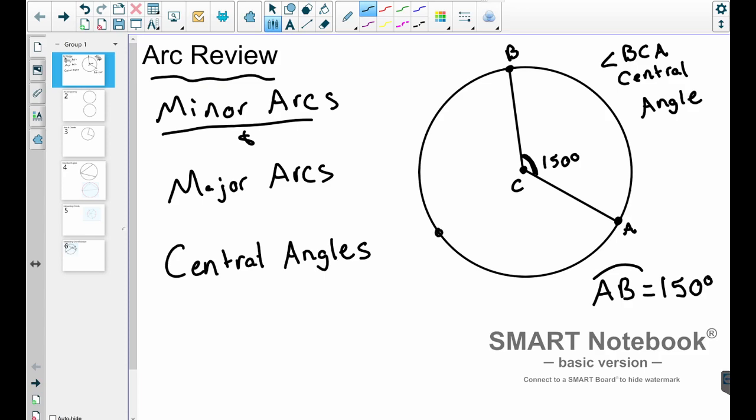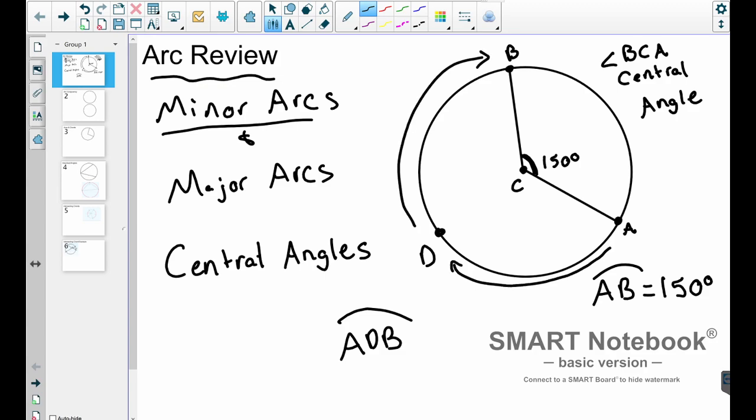But we've got to remember there is a major arc, and we'll express it using the point D. We can say major arc ADB goes from point A all the way around to point D, around to point B. That measure is going to be 360, since that's the total degrees in a circle, minus our minor arc measure. So ADB would be equal to 360 minus 150, which gets us 210 degrees.